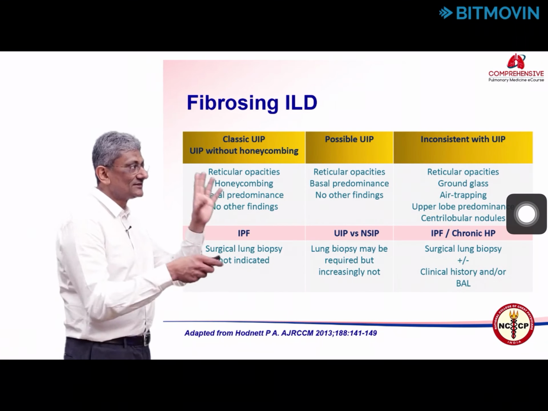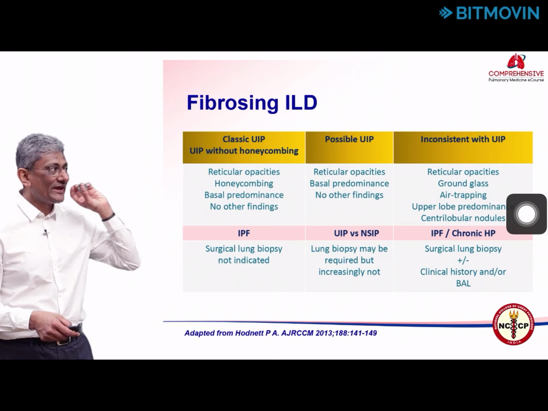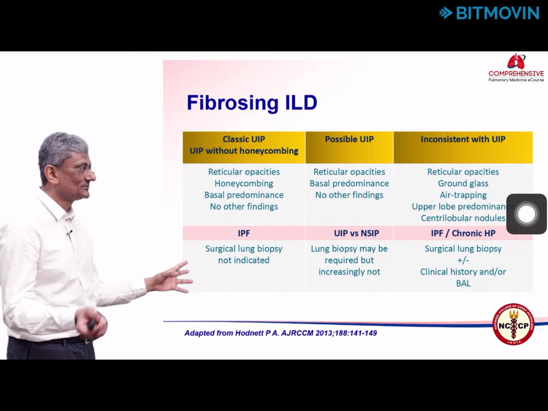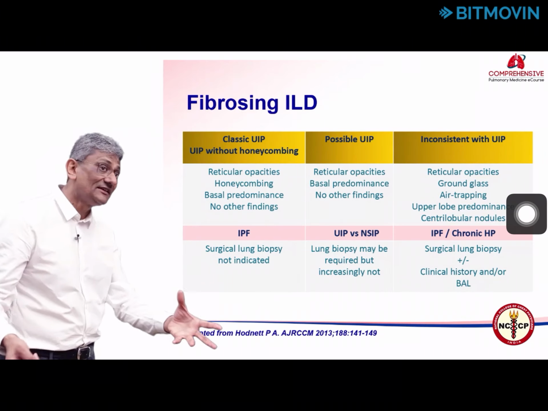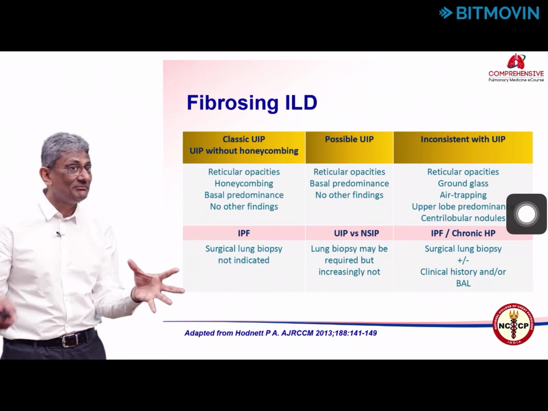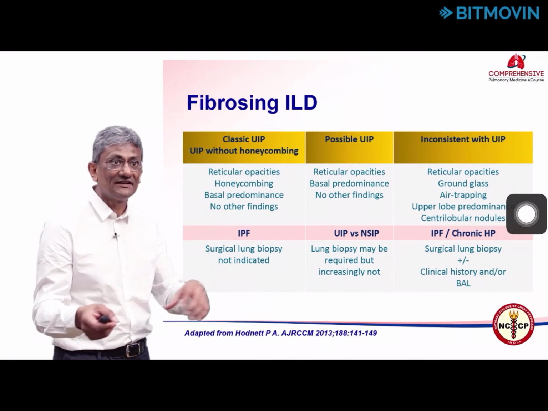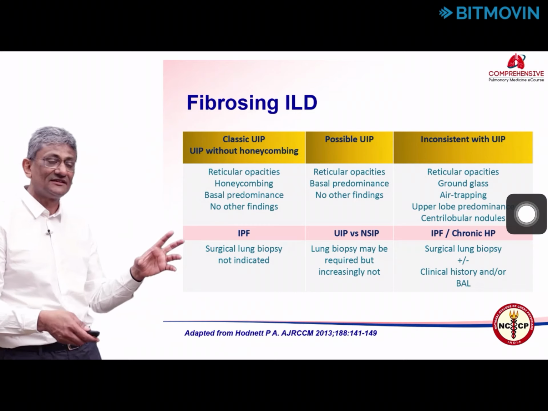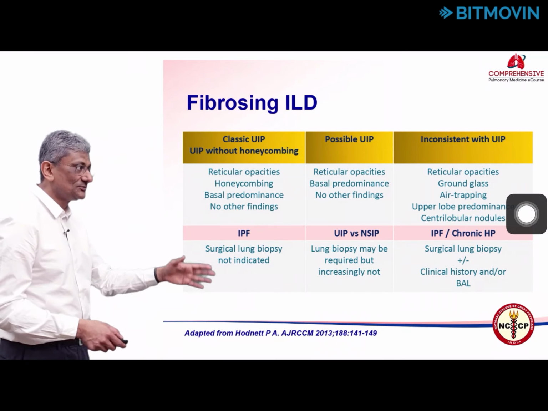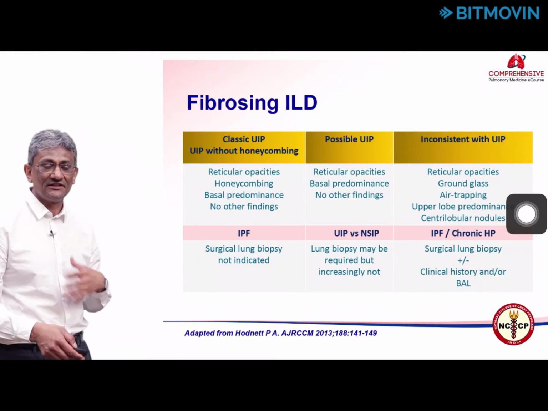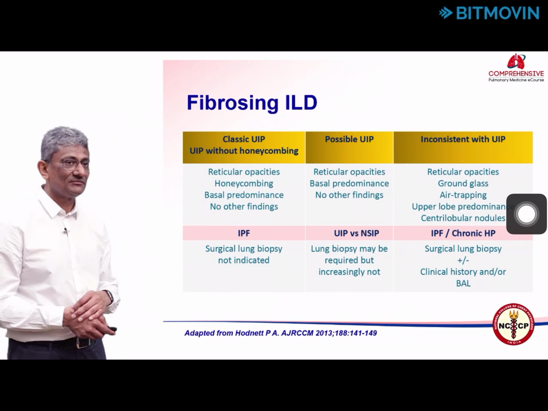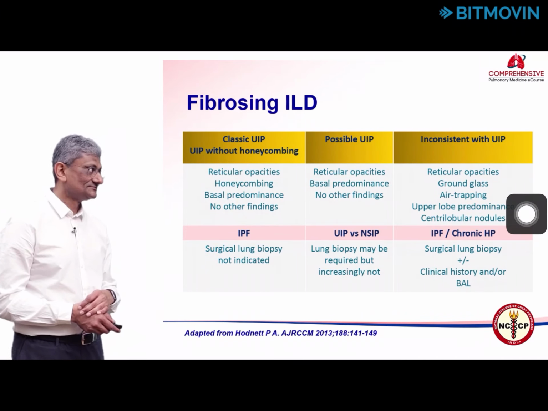So now you can look at the bucket on the right where we have reticular opacities with traction bronchiectasis, honeycombing, etc., but we have other findings. These may not be subpleural, they may not be basal, there is often ground glass, there may be bronchocentric nodules, etc., in which case this could be IPF, but it could also be chronic HP. This may require a surgical lung biopsy, and of course the clinical history and BAL examination may also become relevant.